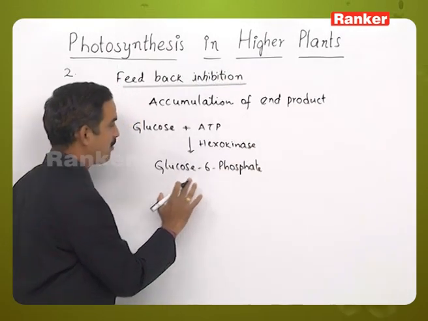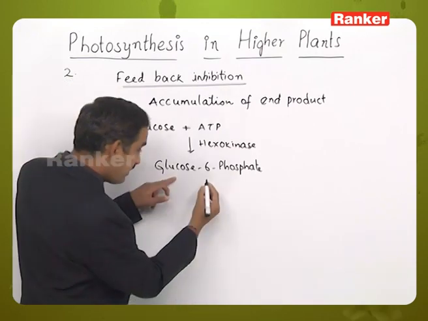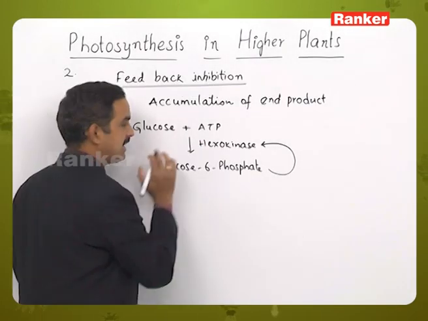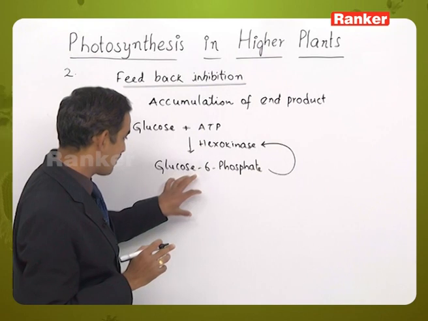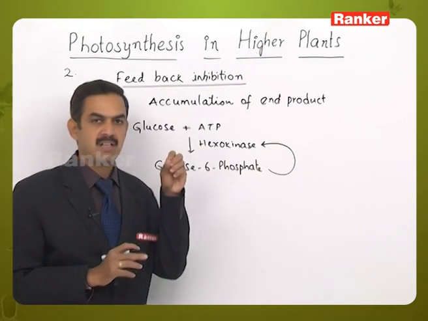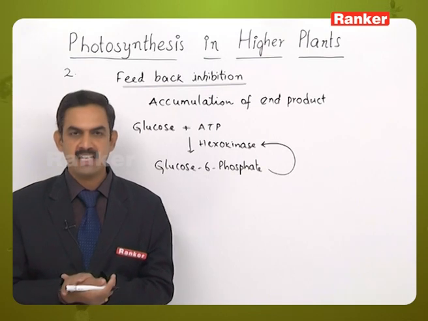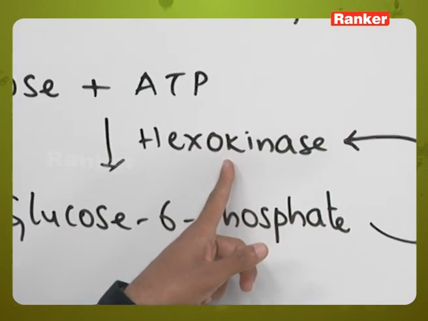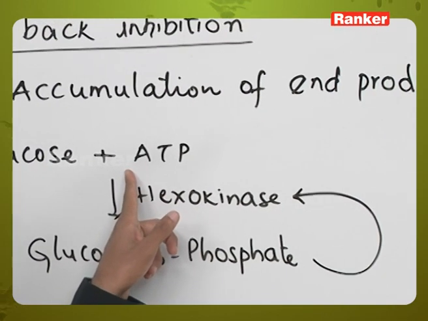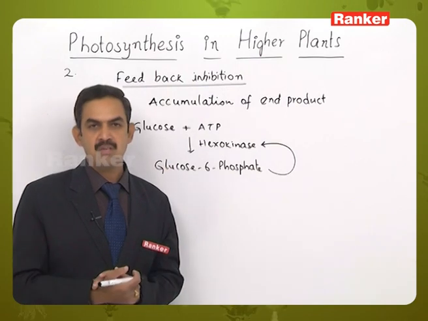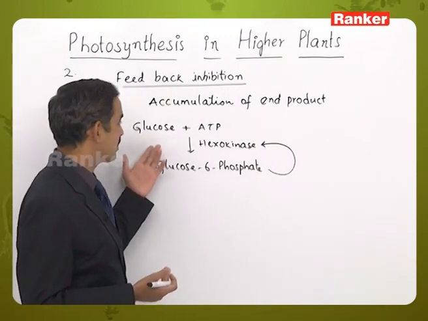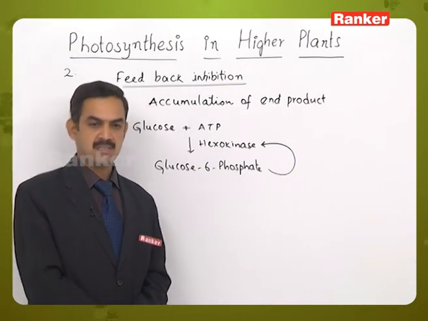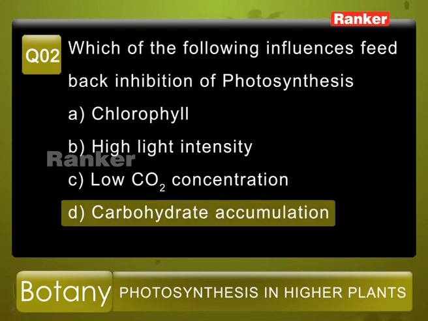This is a product formed as a result of this reaction, and this end product will show its effect on the enzyme which is taking part in the first reaction. That is because of the accumulation of this end product, it is inhibiting the activity of the enzyme. When the activity of hexokinase is inhibited, it will not take part in this reaction, and the product will not be formed. So we can say that accumulation of end product is the reason for feedback inhibition. From the given options, option D is the correct answer.